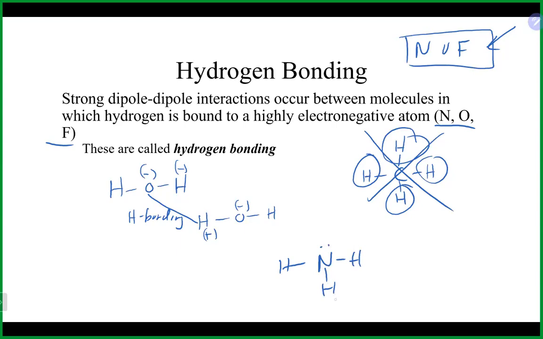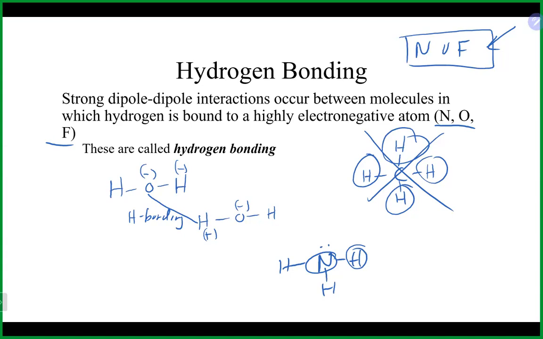NH3 can participate in hydrogen bonding. It has a hydrogen directly attached to the nitrogen. It's also a polar molecule, so it would be able to participate in hydrogen bonding because of that. Hydrogen bonding is technically considered stronger than a regular dipole-dipole interaction. It is the strongest sort of interaction that you can have.